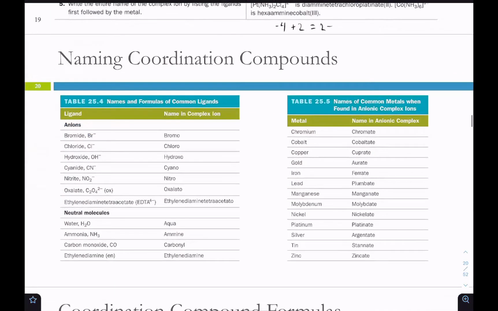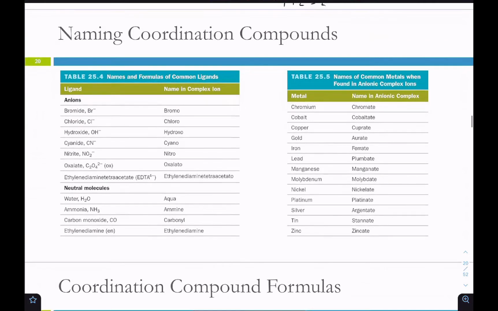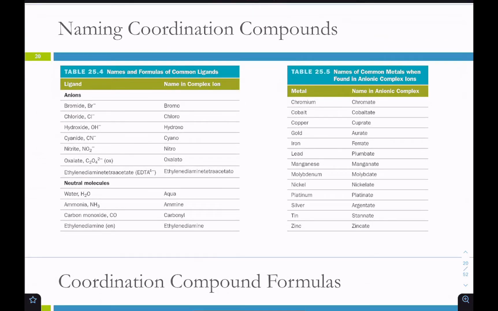So there's also this list of more ligands, 2 lists really of ligands. Try and come up with ways of remembering these. For some of them, like cyanide becomes cyano. For the most part, just changing the ending to O.